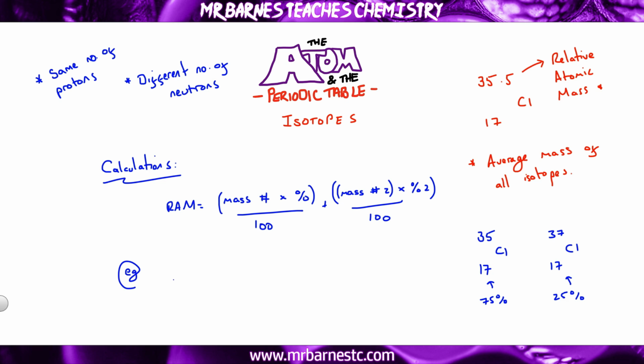So for example, our chlorine atom, you take our 35, you multiply it by the 75%, so 35 times 75, and you divide it by 100. You do the same with chlorine 37, so 37 times by the percentage, which is 25, divide that by 100, then when you add all that together, it comes to 35.5. A nice and simple calculation as long as you can remember the two steps needed.